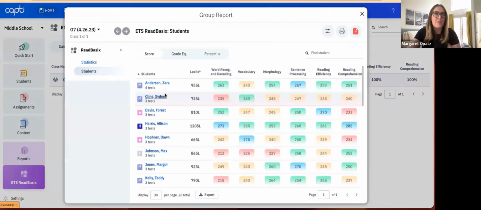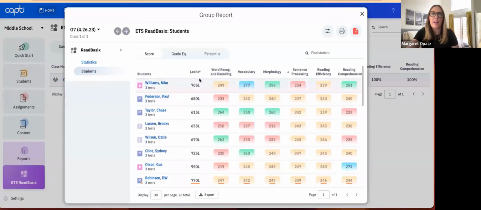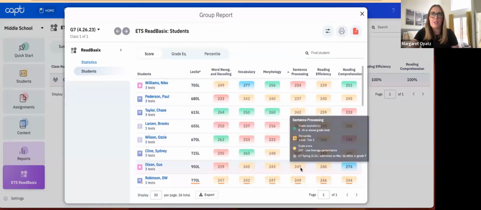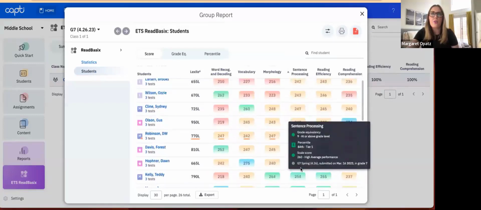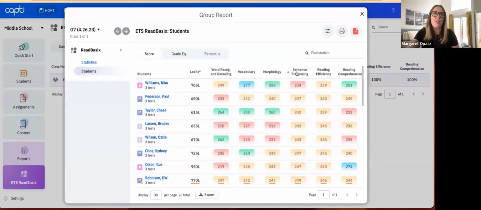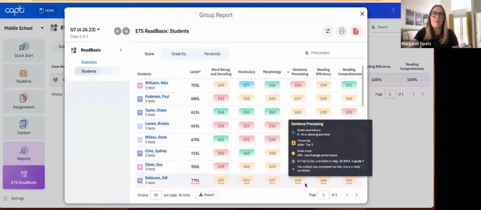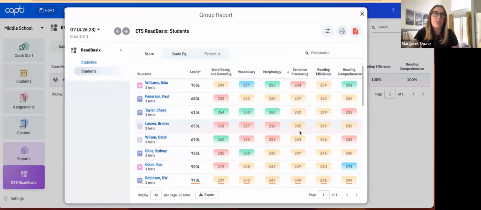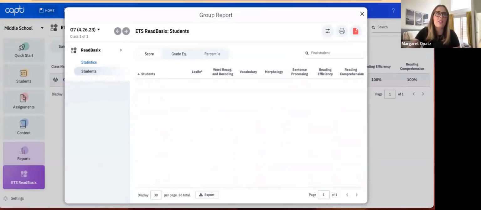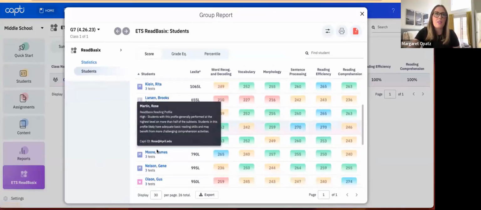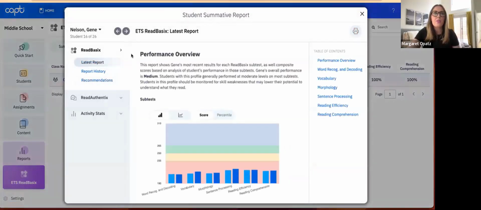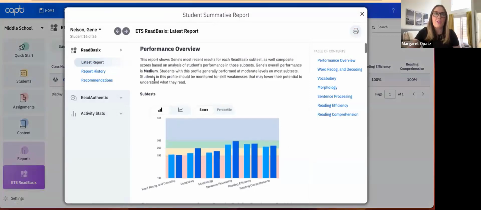So I want to jump into a specific student and show you what their scores look like. But before I do that, I also want to show you this. I can sort by the individual subtests to see how students are doing in their scores, and that would also illuminate who might be struggling with comprehension at the sentence level. I can see the students that might be struggling right here. So I'm going to sort again by student name and find one student that I'd like to show you. Okay, so when I click on each of the students, you'll see that the reports show you a performance overview.